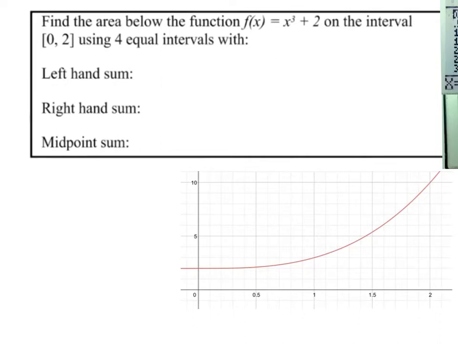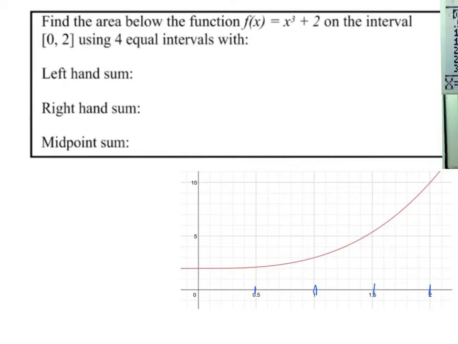In this video, we're just going to talk a little bit more about Riemann sums and then start introducing the notation for an integral. First of all, we're going to find the area below x cubed plus 2 on the interval from 0 to 2 with 4 equal intervals. So, of course, from 0 to 2, we go up by 0.5s. You can see those are going to be our breaking spots.